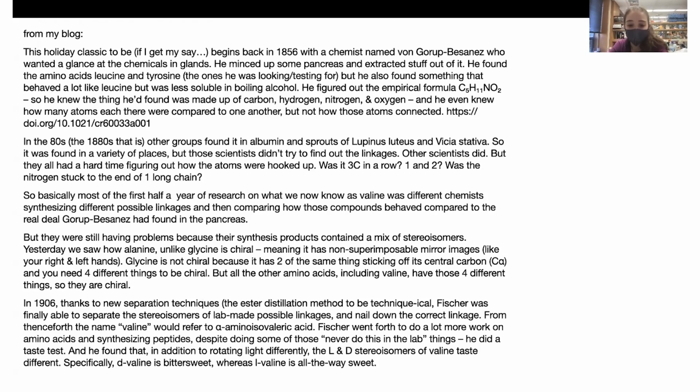So the way that you can tell them apart lab-wise is that they rotate light differently. But D-valine is apparently bittersweet and L-valine is all the way sweet. Yeah, so hope that helped you get a better appreciation of the value of valine.